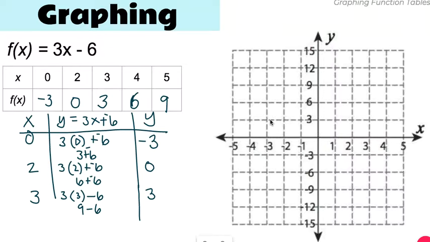Let's go ahead and plot our points. 0, negative 3. Remember, my y-axis is a little bit different. My scale is by 3s. 2, 0. 3, 3. Oh, hold on. Something's off here.